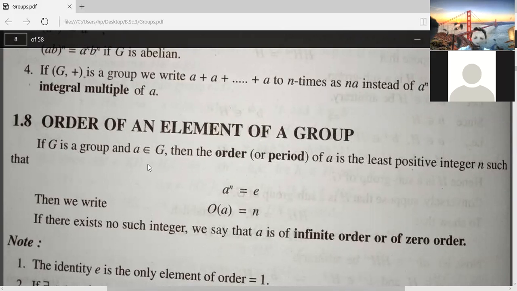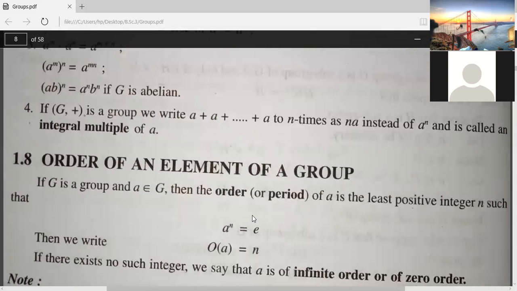Okay. First, what you have to take? Here G is a group. First case, A belongs to G. That means A is an element of G, and the order of A is given by n, where A to the power n equals E. Here n is the least positive integer, A is an element of G, and E is the identity element. Then only you can write order of A is equal to n. This is the definition of the order of an element of a group.